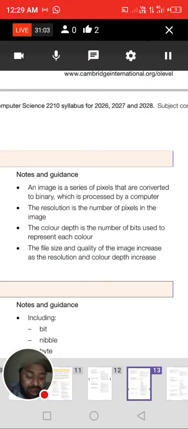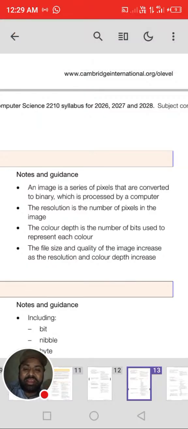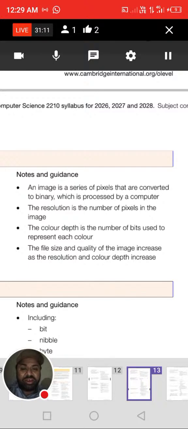Because computers always convert everything to binary. Text is converted to binary, sound samples are converted to binary, and pixels are converted to binary so that the computer can understand. That's a very important thing.